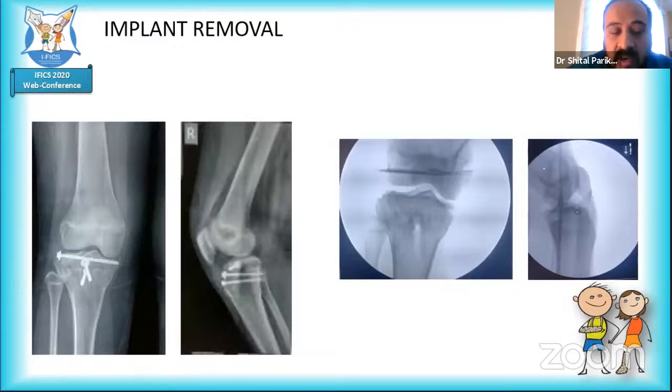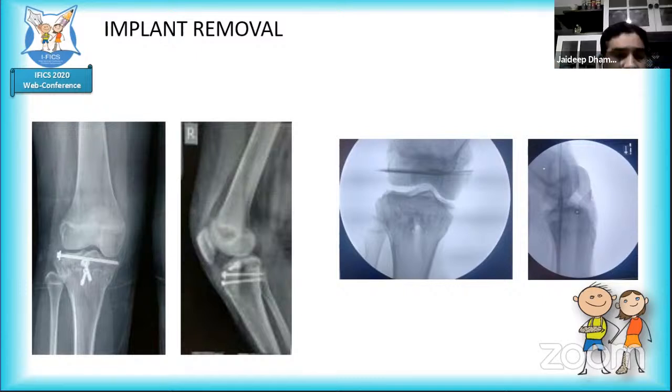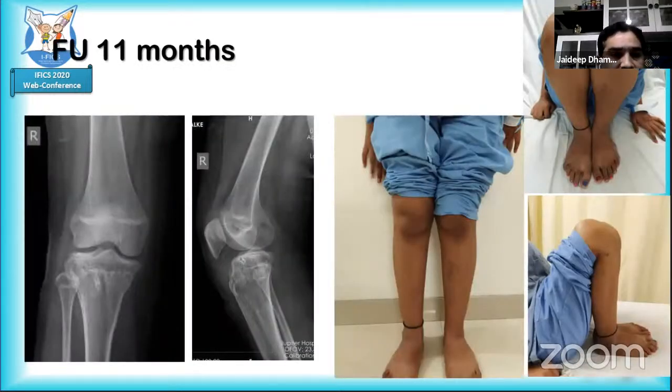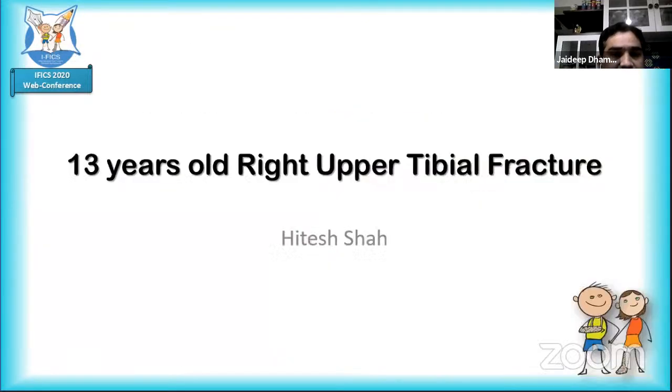So Jaydeep, then you went and removed the implants. Yes, sir. We removed the implant at 11 months, and she's got the full range of movement with no laxity or instability. Okay.